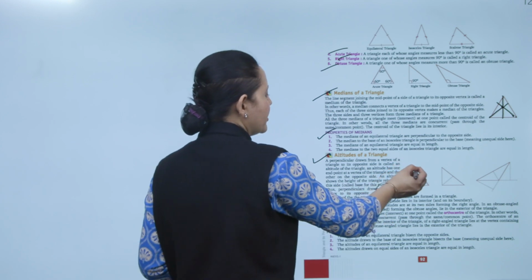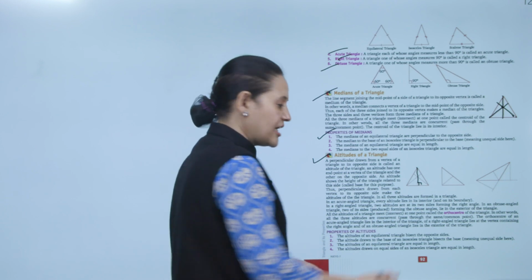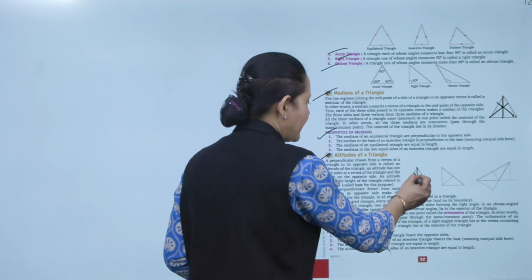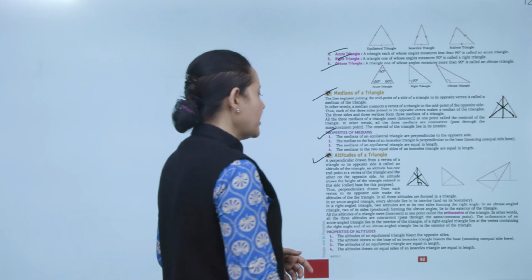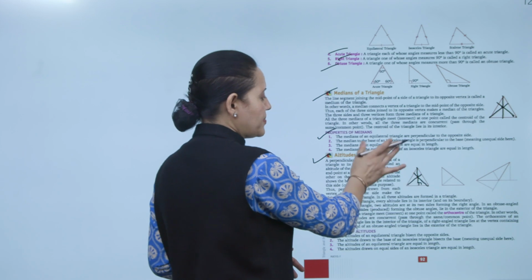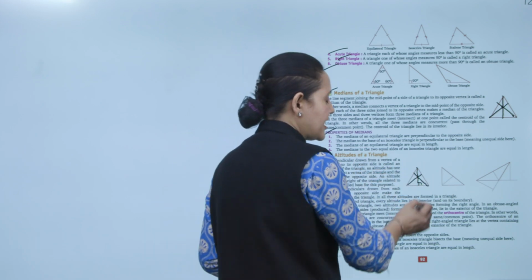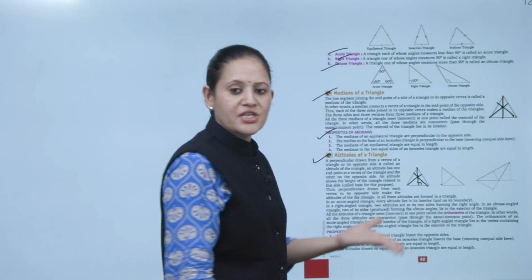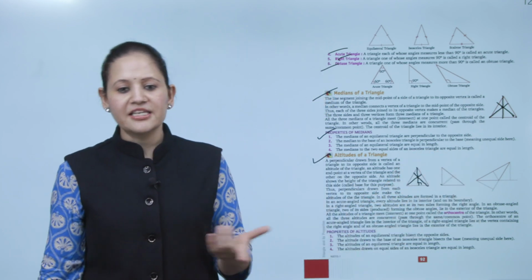Altitude is drawn from the vertex to the opposite side and forms a 90-degree angle. So, three altitudes are there. They all are concurrent, means they pass through the same point, that is known as the orthocenter. In an acute angle triangle, this point will be interior of the triangle, and in a right angle triangle, the point will be on the vertex, and in an obtuse angle triangle, the orthocenter will be outside or exterior of the triangle.